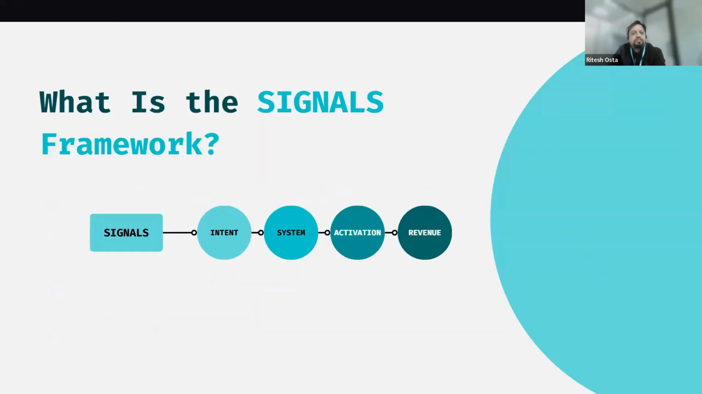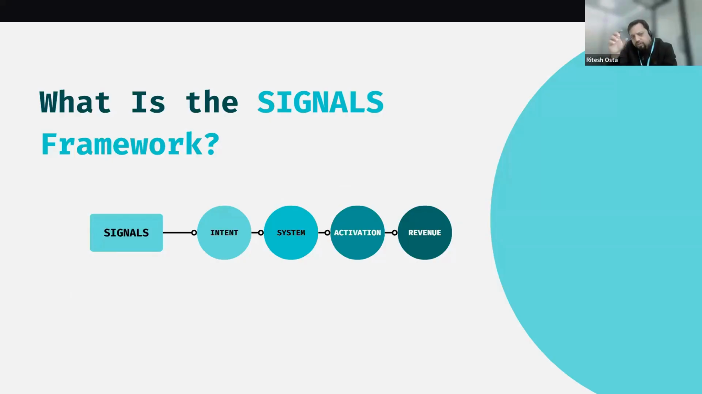Okay, so this is how it looks, the signal framework. It basically talks about four important areas: intent, system, activation, and revenue, right? So the signal framework focuses on getting the intent and building the system and then doing the activation, which will in turn affect your revenue. So that's the four major steps in the process.